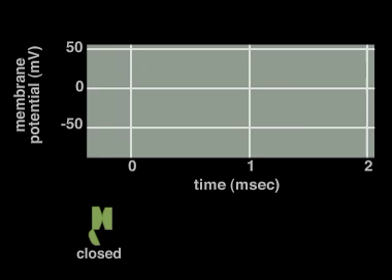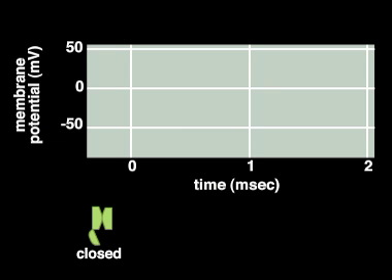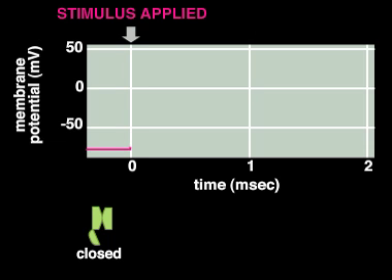Let's examine the changing state of the sodium channel during an action potential. When no stimulus is present, the sodium channels remain closed, and the electrical potential measured across the membrane remains constant. However, if a depolarizing stimulus is applied by a brief pulse of electric current, the membrane will start to depolarize, away from the resting potential of about -80 millivolts.